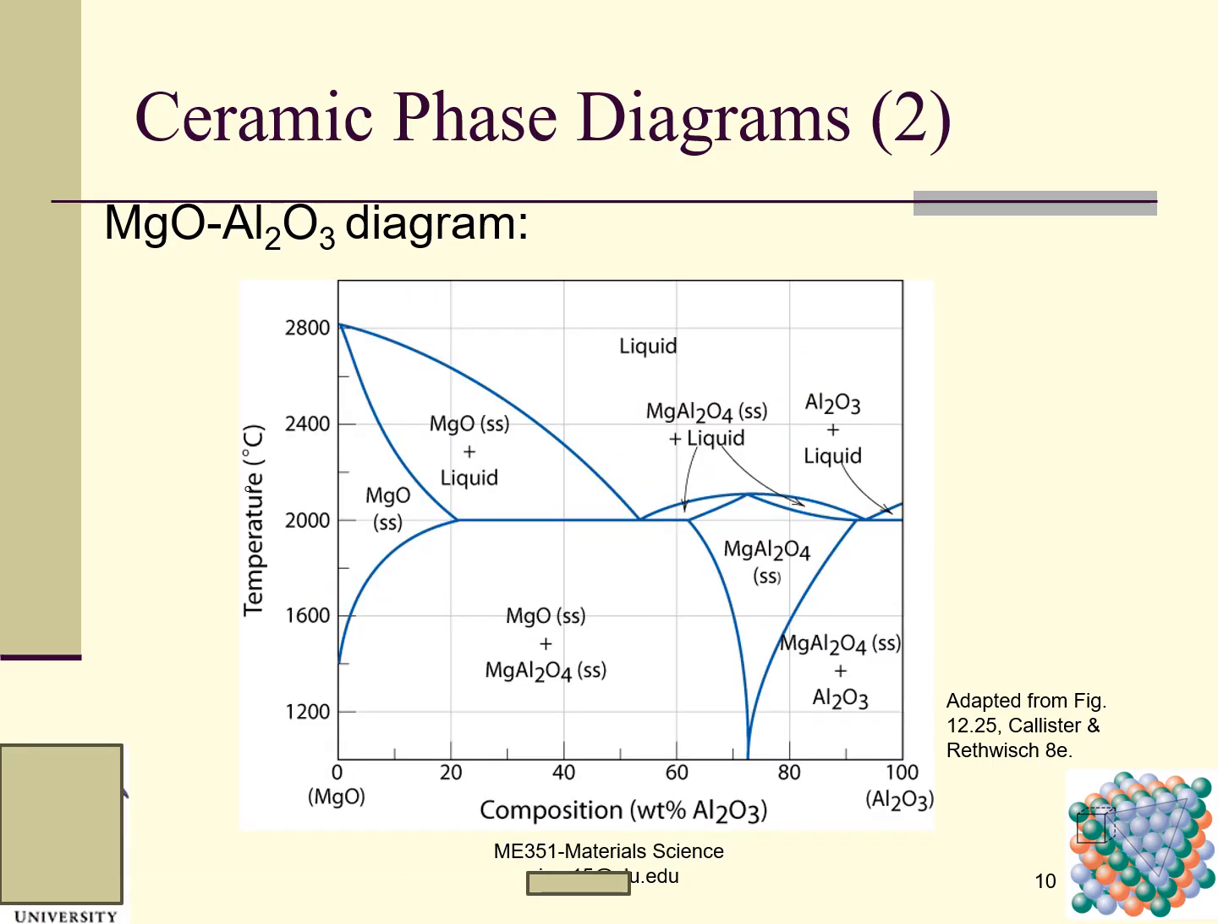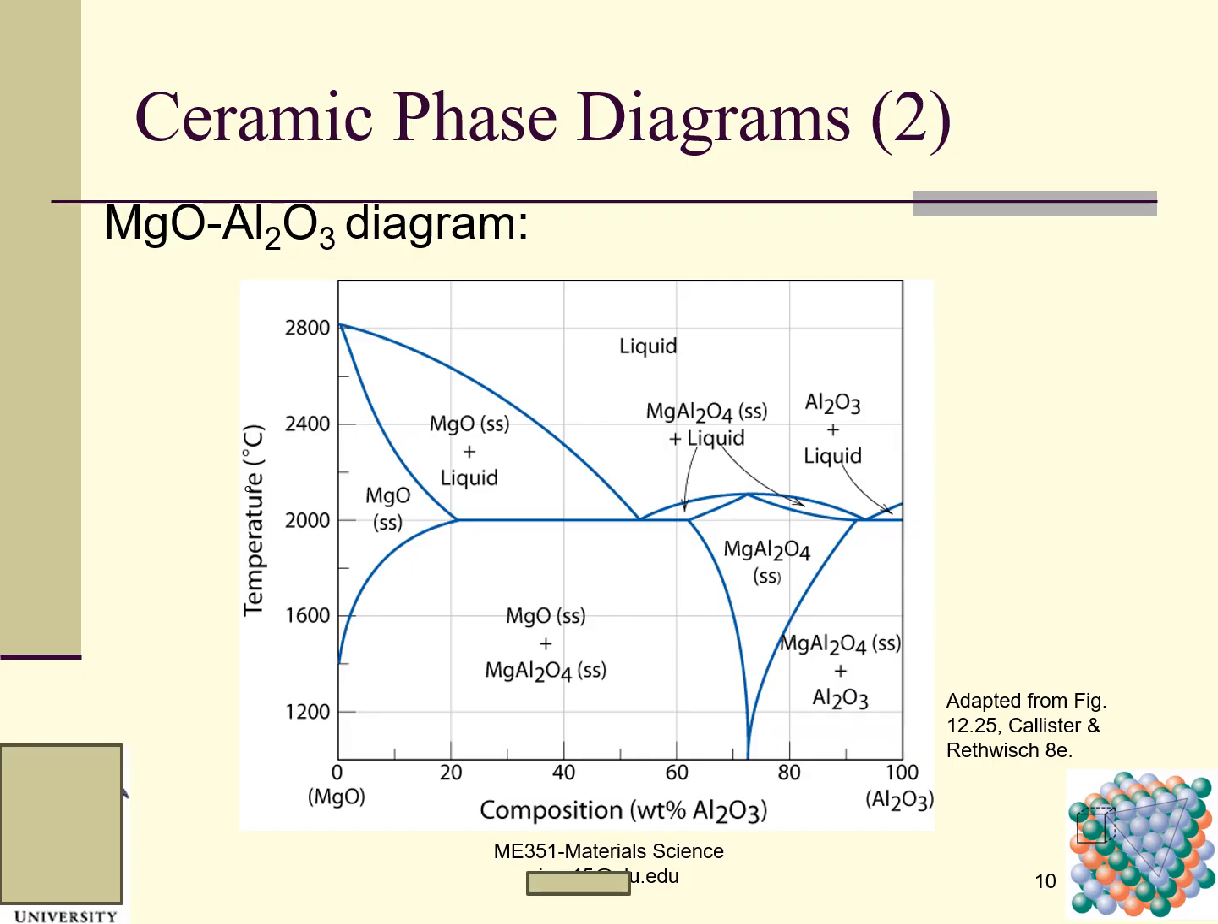And another example is a magnesium oxide and aluminum oxide diagram. So here is magnesium oxide. So this is 100% of aluminum oxide. This is 100% of magnesium oxide, but 0% of aluminum oxide. And so this phase diagram is much more complicated.